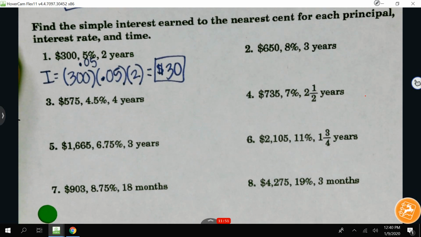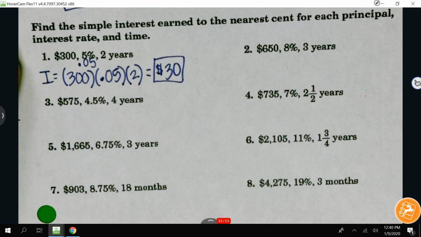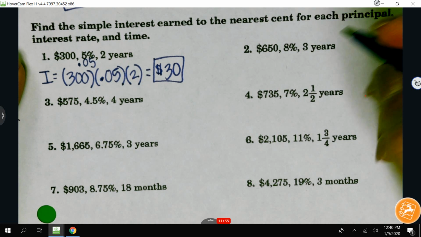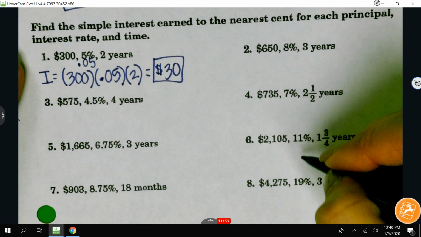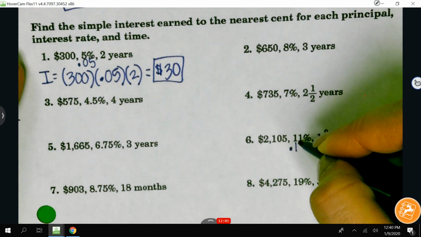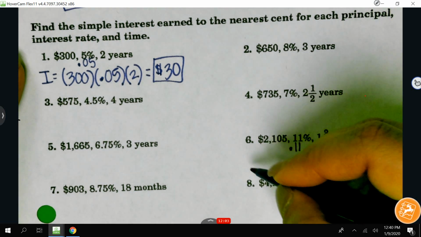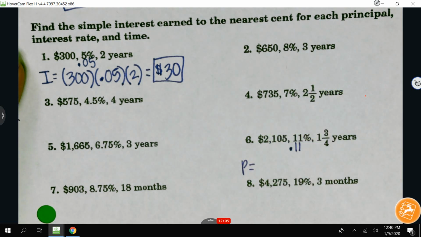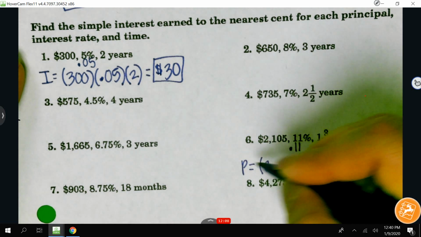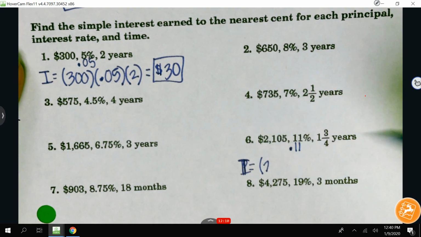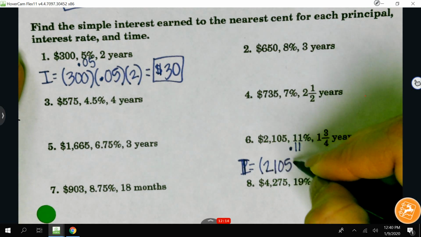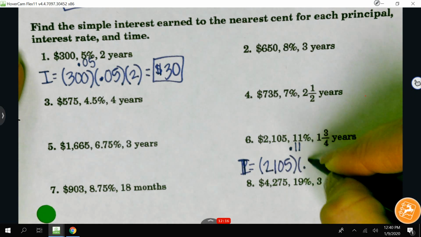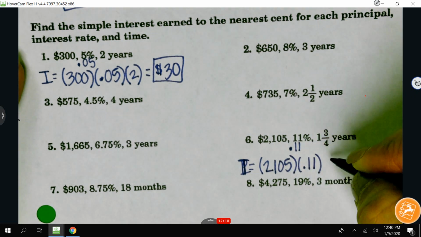So first off, my 11%, I know I have to change that to a decimal, right? So what does that become? 0.11, right? So I equals 2105 times 0.11. I'm already in years, so times 1 3/4.